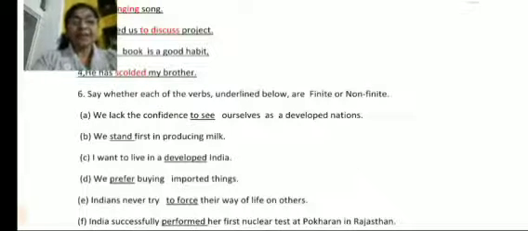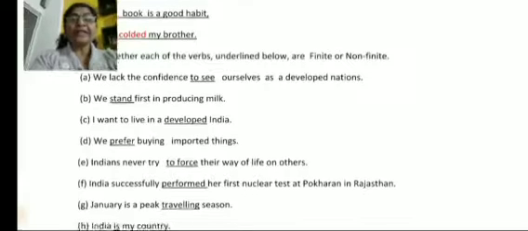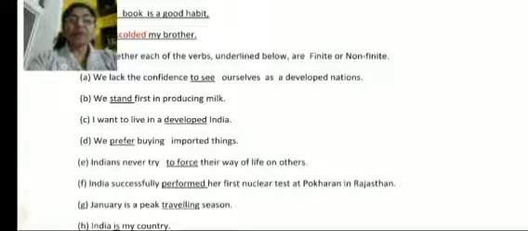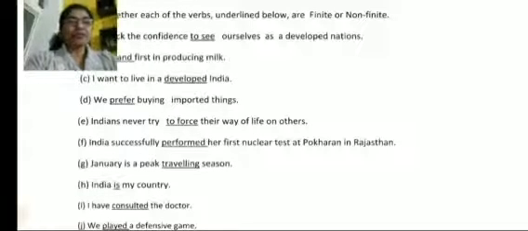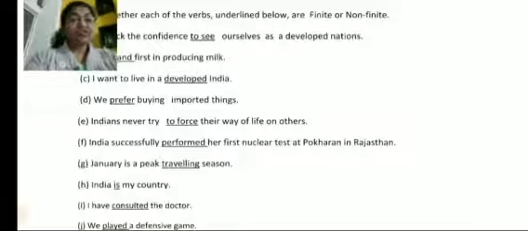Third example, I want to live in a developed nation. Developed is a past participle, the third form of the verb, so it is non-finite. We prefer: prefer is a principal verb, an action verb, governed by the subject, so it is a finite verb. Indians never try to force their way of life on others. Here to force is an infinitive and is not governed by the subject, so it is a non-finite verb.